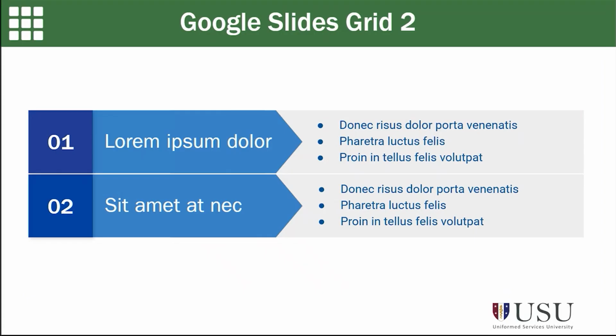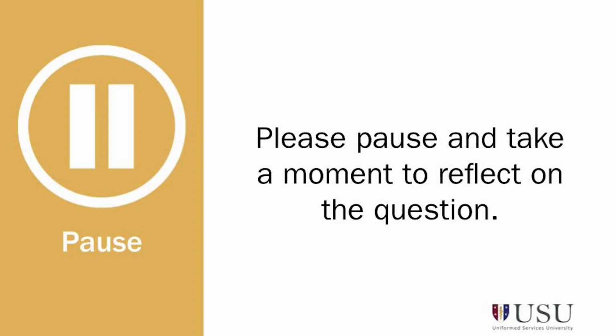Now, here's part of a grid from Google Slides. And from the graphic design perspective, I think it's pretty pleasing. But what do you think about when you see these triangles that kind of look like arrows in the second column?